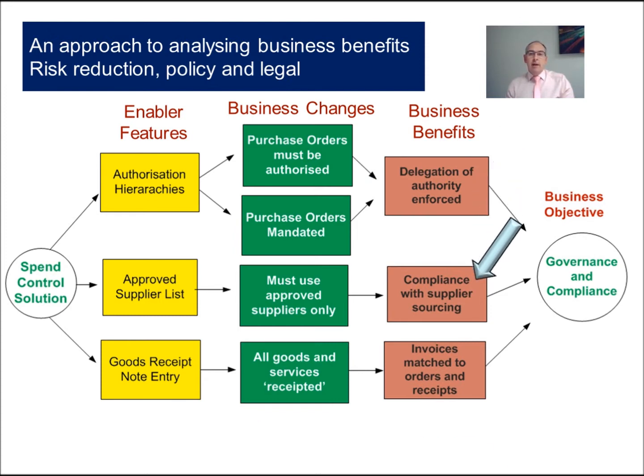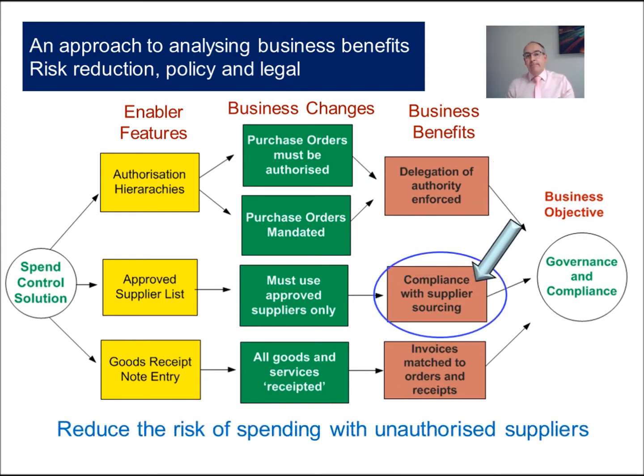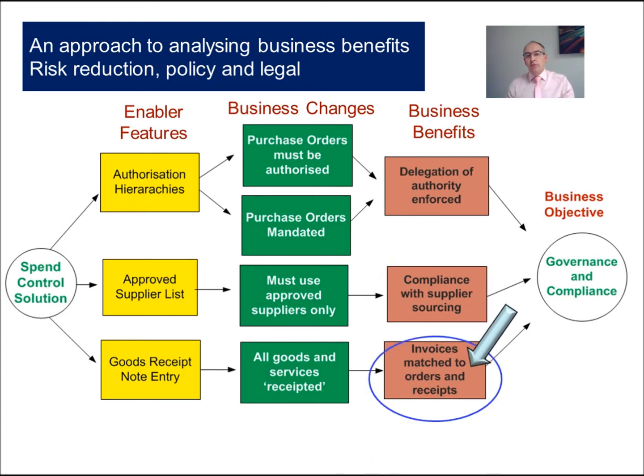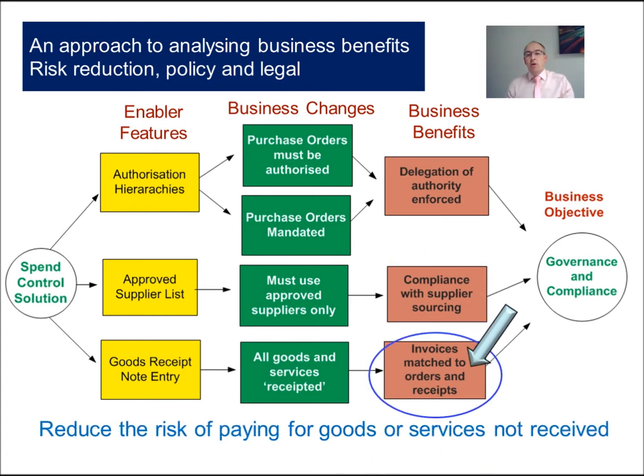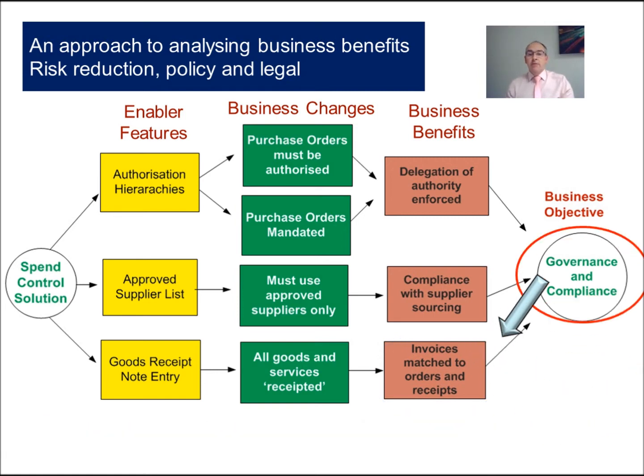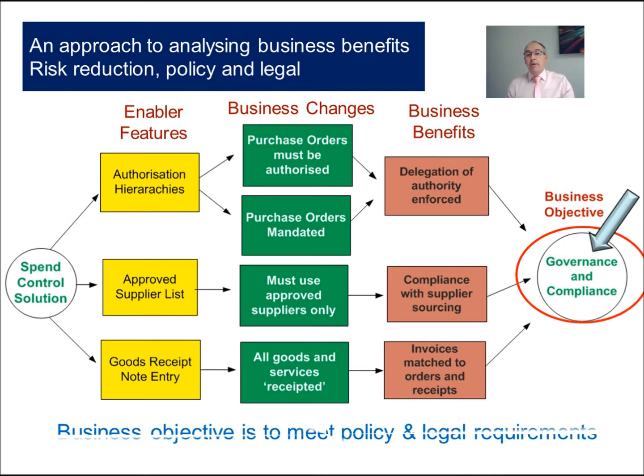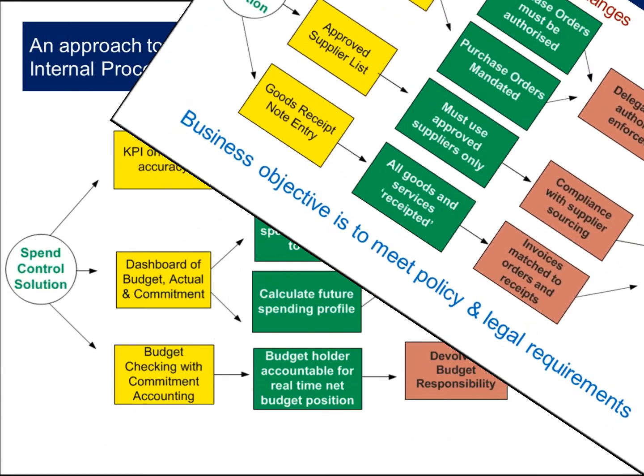The second one related to compliance with supplier sourcing. You may be contractually required or legally required to use particular suppliers. And the third one related to goods receipting and purchase orders. So you're only actually paying for what you've received. Now again, this is a risk reduction benefit, but also you might consider that it's a financial saving because you're not paying out for something that you've never had. The final part of this links through to governance and compliance, and these are policy benefits. The organisation has set a policy, it has a governance infrastructure in place, and it must meet this.